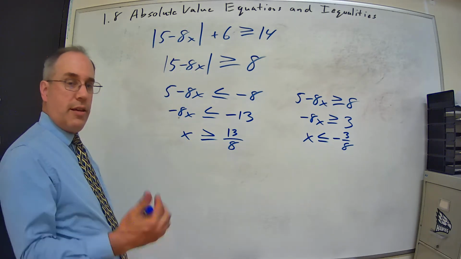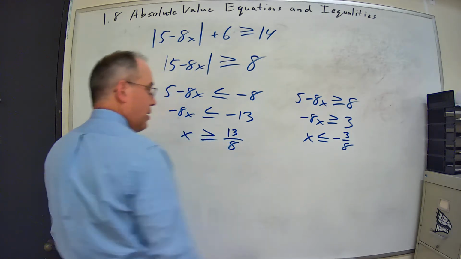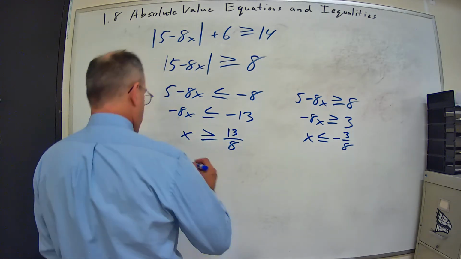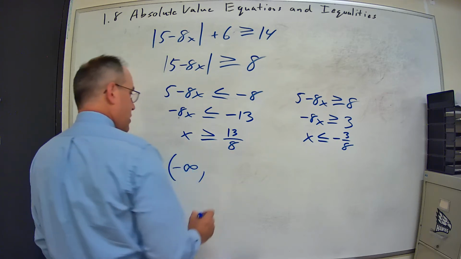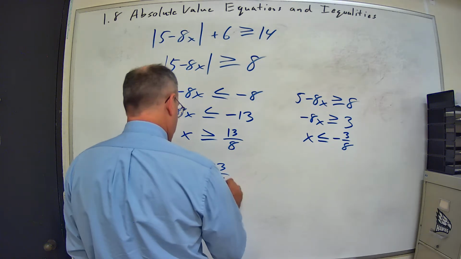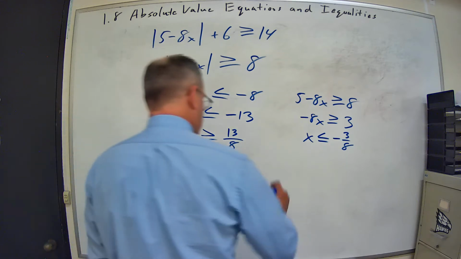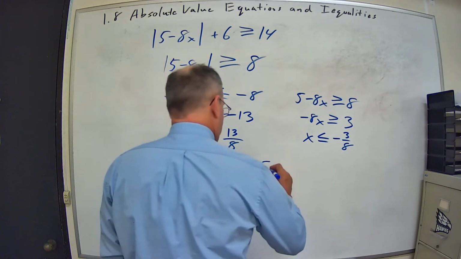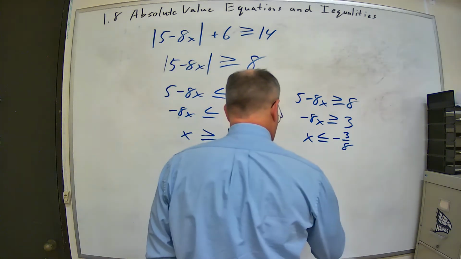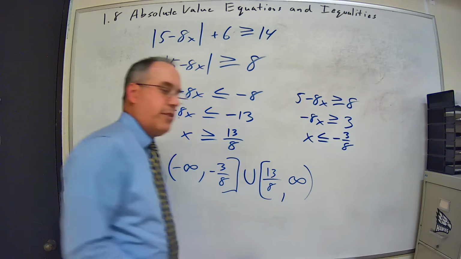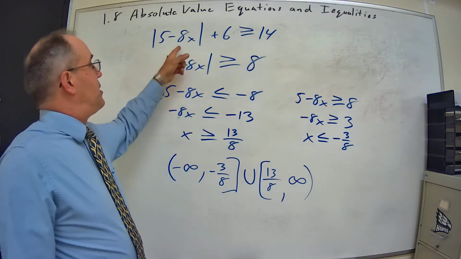So putting this in interval notation, and remember it includes equality, equals is in there. So we're from negative infinity to negative 3/8 inclusive, union 13/8 inclusive, to positive infinity. So we just broke it down into the pieces.